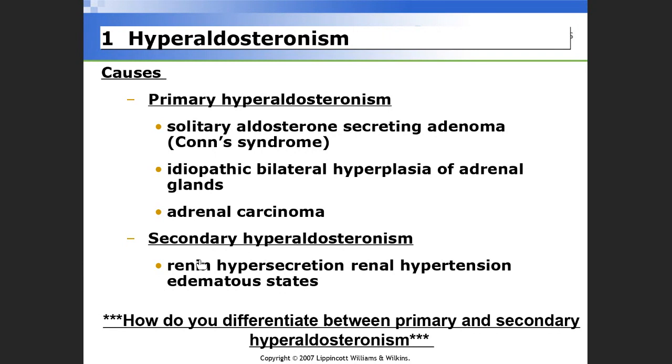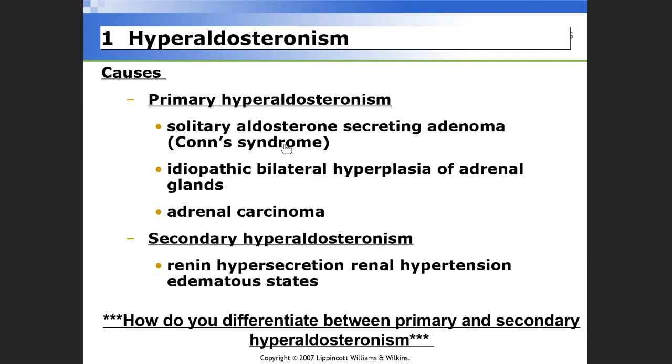Renin converts angiotensinogen to angiotensin 1, and angiotensin 1 is converted to angiotensin 2. Angiotensin 2 is a vasoconstrictor and also stimulates the adrenal cortex to put out aldosterone. So secondary hyperaldosteronism is due to renin hypersecretion. In the case of primary hyperaldosteronism, it is a tumor or hyperplasia of that outer layer, the zona glomerulosa. This is known as Conn syndrome.